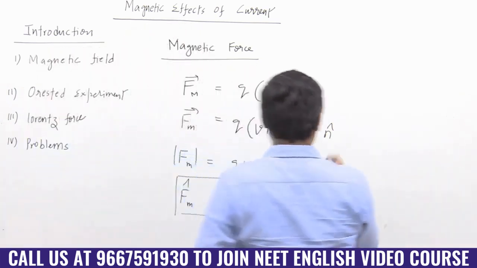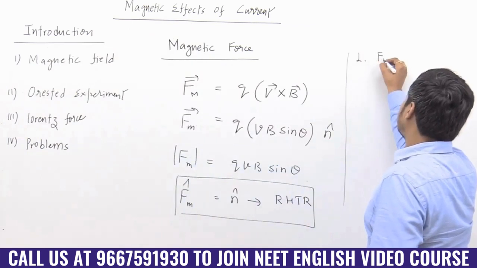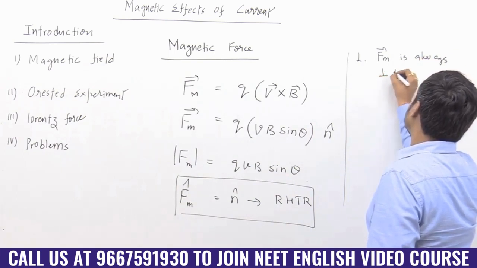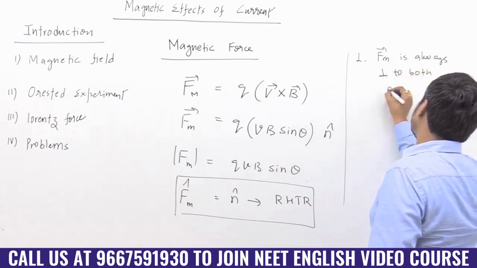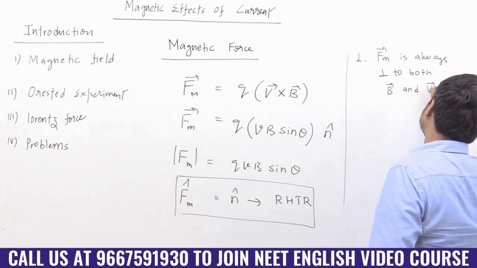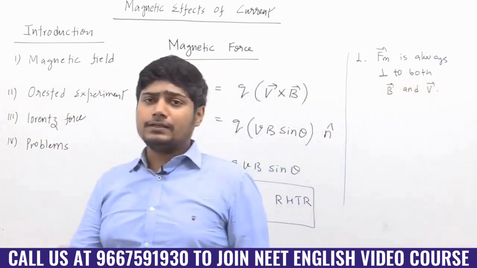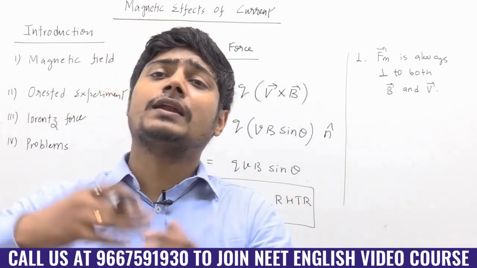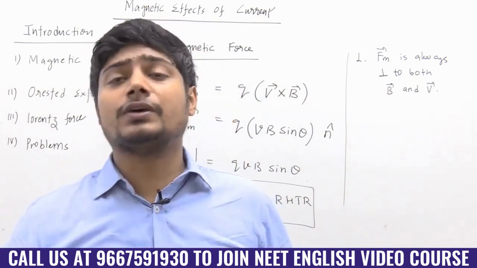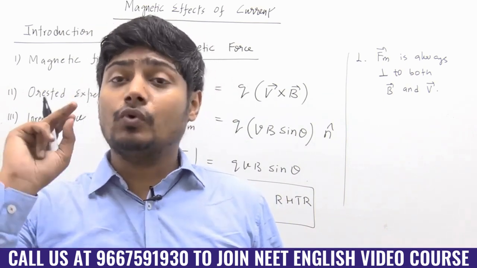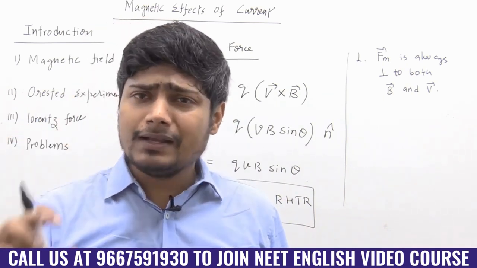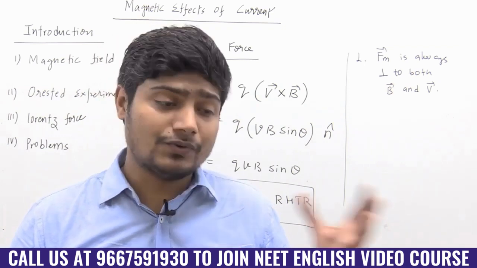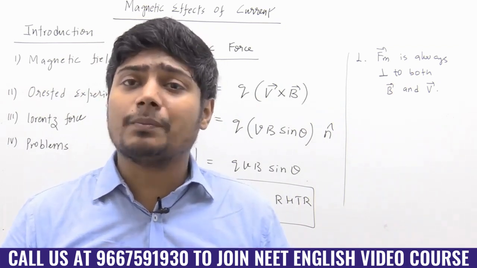So from here we can conclude, first thing, that the magnetic force is always perpendicular to both the magnetic field and the velocity of the charged particle. It's a quite interesting property that this force is not along the field, as we have seen in electrostatic forces, which were either along the electric field or opposite to the electric field. But in this case, one of the most important properties is that the magnetic force is not along the magnetic field.